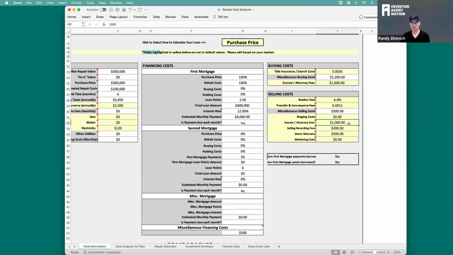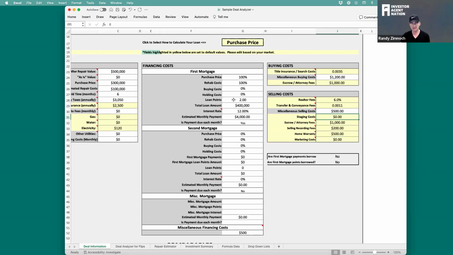Fair. Escrow attorney fees, 1,000. Recording, home warranty, marketing costs are going to fall under the realtor, so 0 there. There's your selling cost, give or take. If we're off by 500 or 1,000, again, it's not going to make or break the deal. But if you get your rough numbers for your market, this is where you put it in.